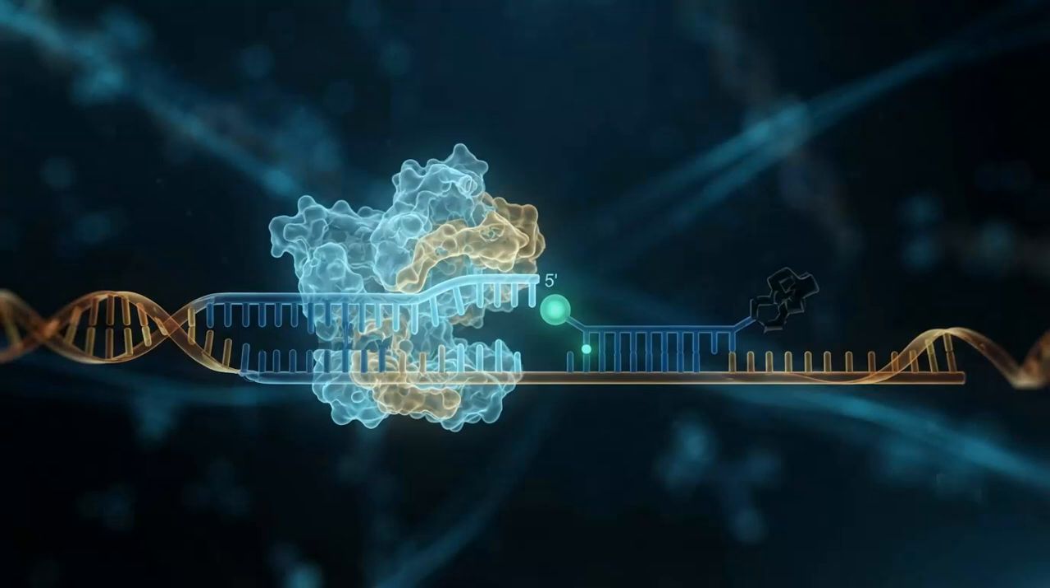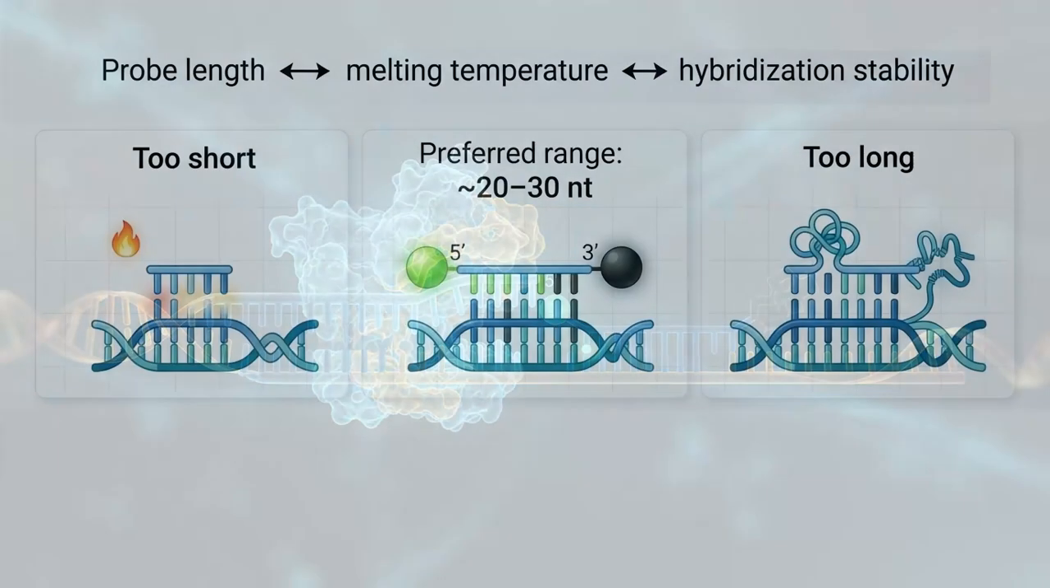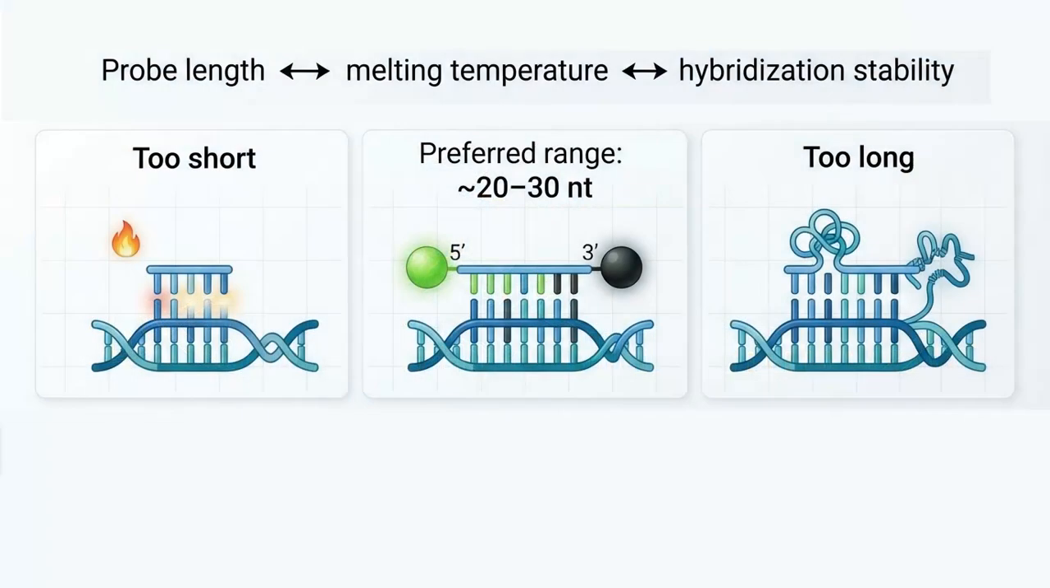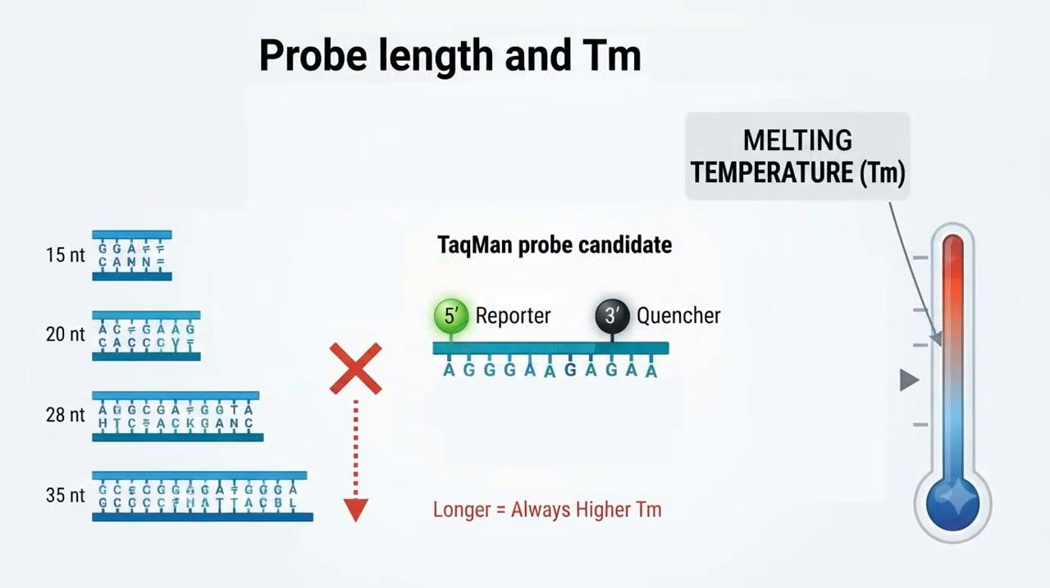For that reason, they're usually slightly longer than primers. A good starting range is approximately 20 to 30 nucleotides. Most successful TaqMan assays fall comfortably within this interval. If a probe is too short, its melting temperature may be too low, making hybridization unstable. If it's too long, specificity may decrease, and the likelihood of unwanted secondary structures increases. Longer isn't necessarily better. The goal is stable, specific hybridization under your PCR conditions. As we'll see next, probe length and melting temperature should always be considered together.